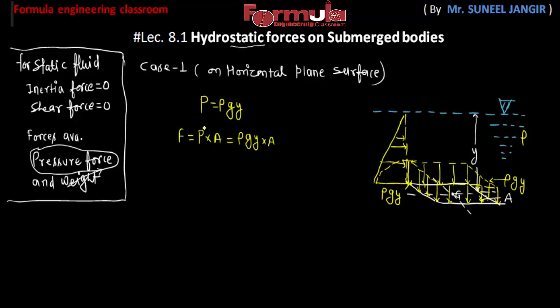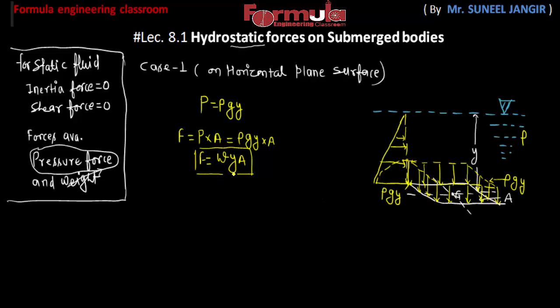In that case you have to take the average values of the pressure. But in this case the pressure everywhere is the same, so I am multiplying directly here. So we can write F is equal to rho g y into A, where rho g is the specific weight of the fluid. This is the hydrostatic force exerted by this fluid of specific weight W on this plane surface. So this is the total force.